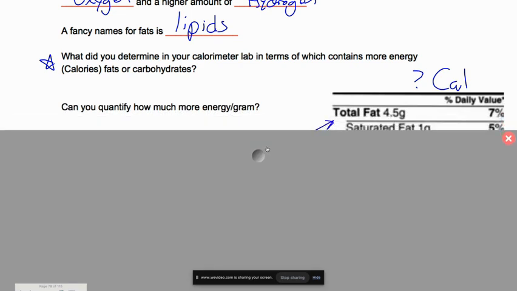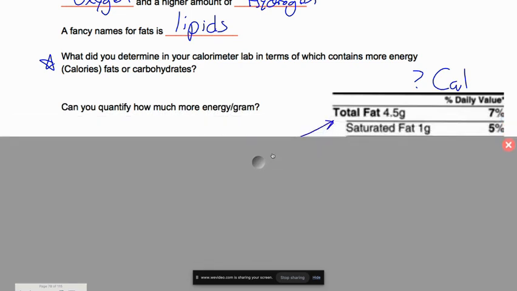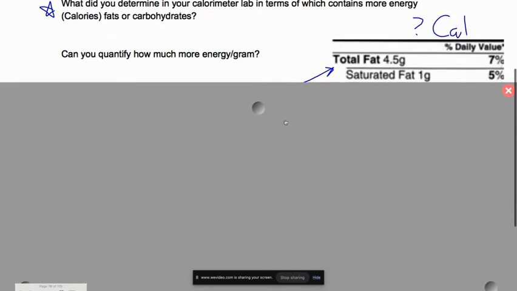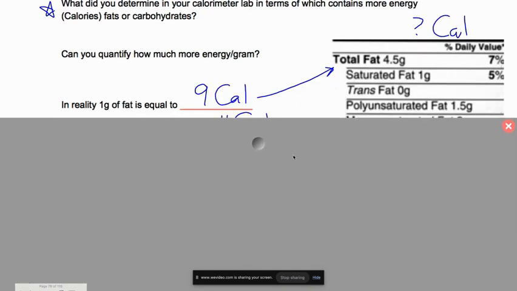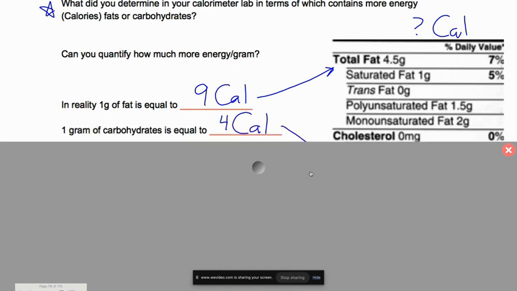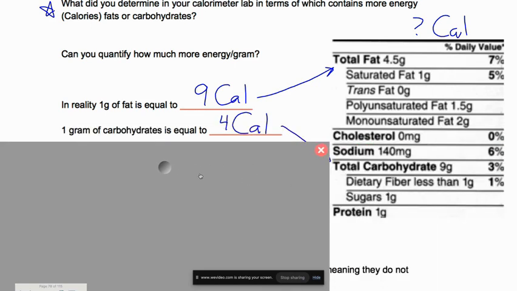Can you quantify how much energy there is per gram of fat? So we know that we burn them for energy. Okay. So 1 gram of fat contains about 9 calories. And 1 gram of carbohydrates in comparison contains about 4 calories. So we know that fats have more energy in them than carbohydrates, which makes sense. We store extra energy in our body as fats. And if we consume a diet high in fat, we're consuming large amounts of energy.